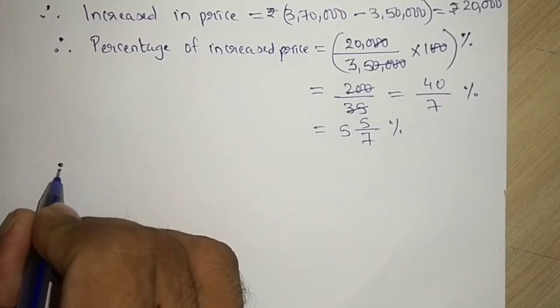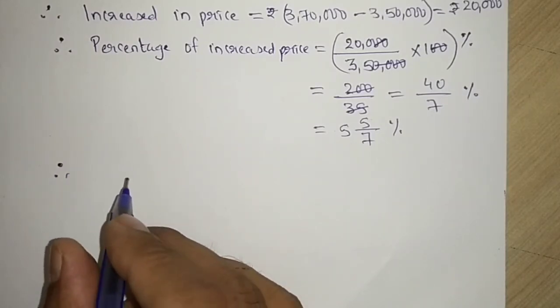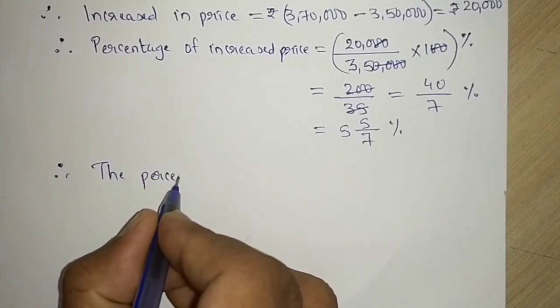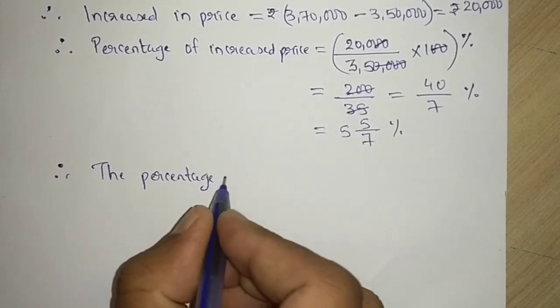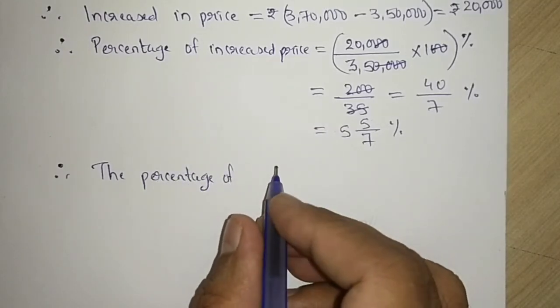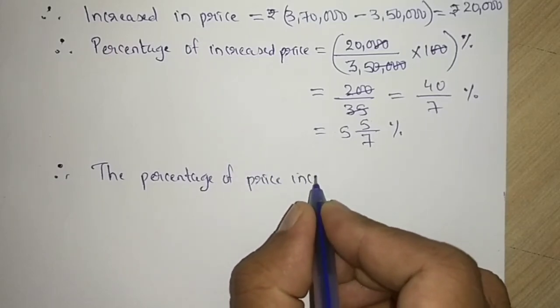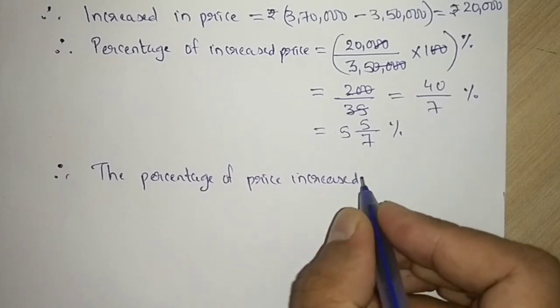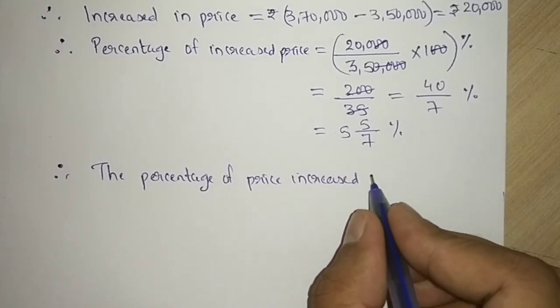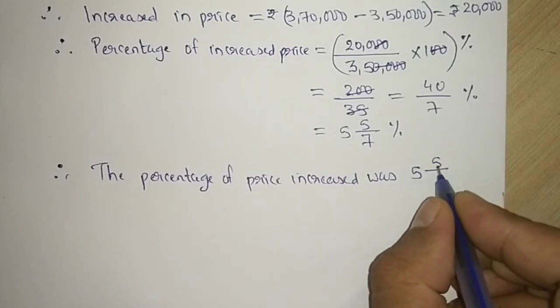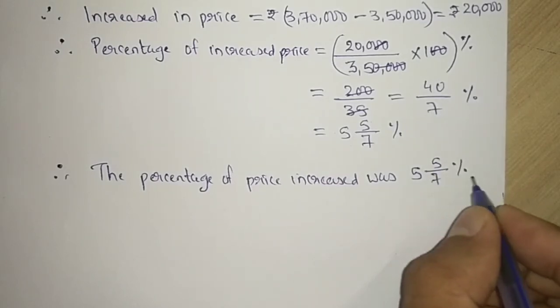So we will write, therefore, the percentage of price increase was 5 integer 5 by 7 percentage.